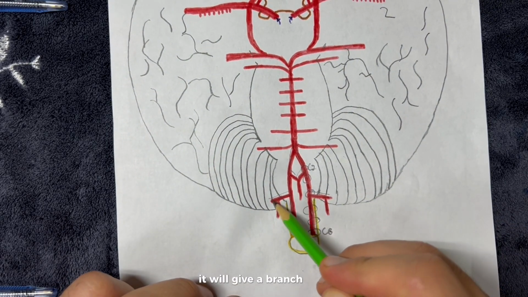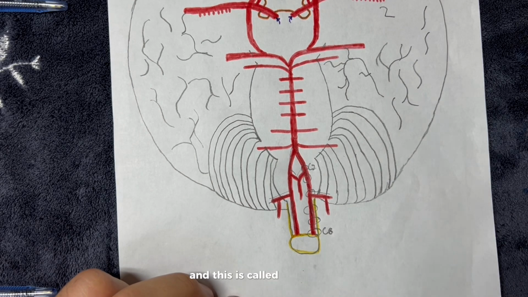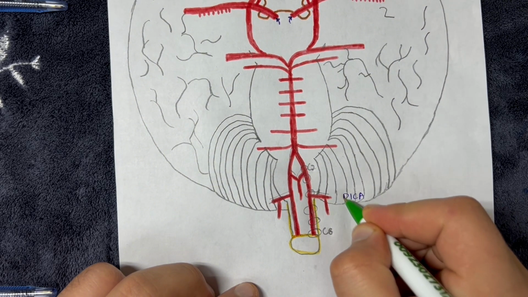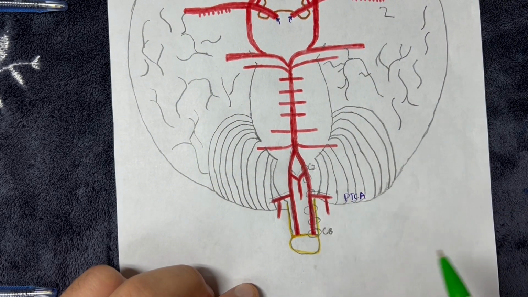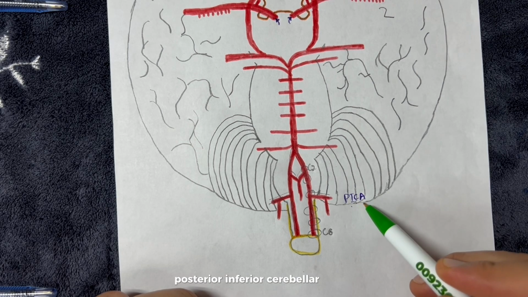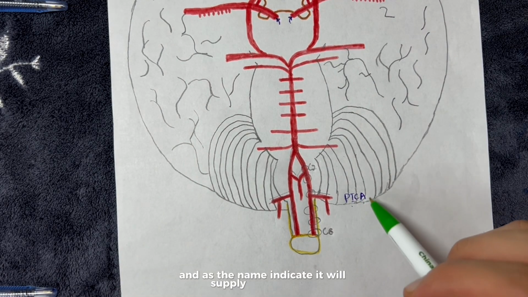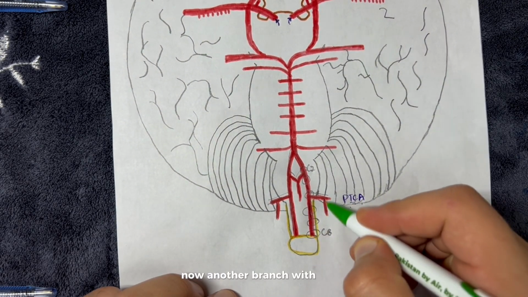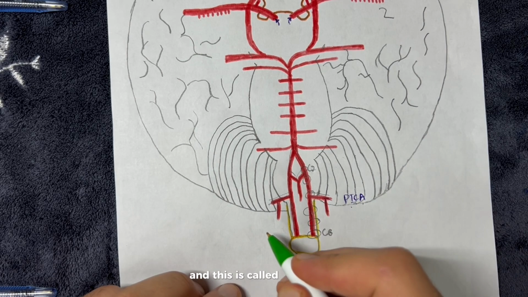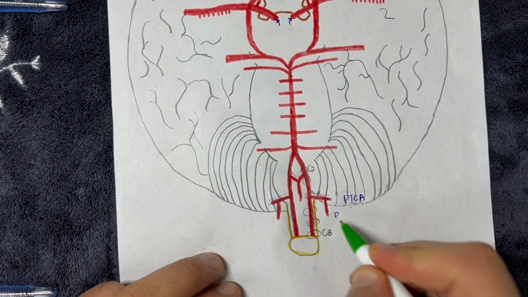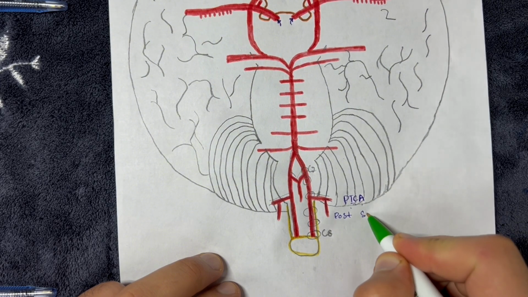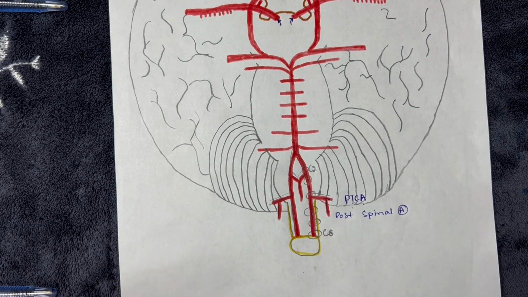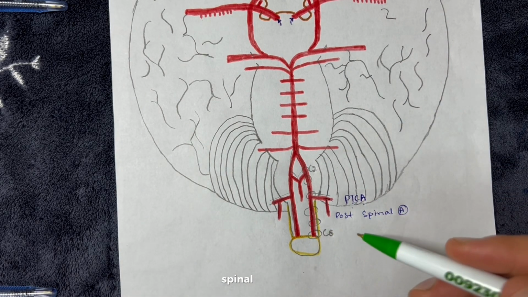Now it will give a branch here, and this one is called PICA, the posterior inferior cerebellar artery, and as the name indicates, it will supply the posterior inferior part of the cerebellum. Now another branch will arise from PICA actually, and this one is called the posterior spinal artery, and this will supply the posterior part of the spinal cord here.